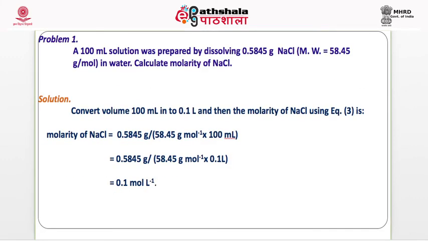Now there is a problem. A 100 milliliter solution was prepared by dissolving so much gram of NaCl in water. The molecular weight is this. Calculate the molarity. Now how do we calculate it? Molarity of NaCl is equal to mass divided by molecular weight into volume. The volume in milliliter has to be converted into liter. This is 0.1 liter. So if you calculate it, you will get 0.1 mole per liter as molarity.